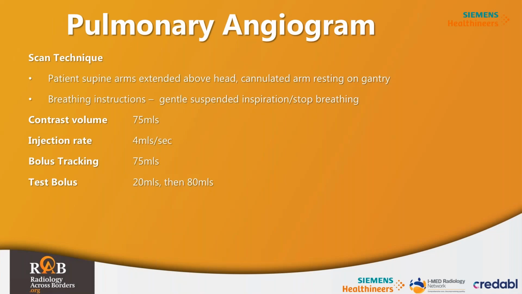So looking at the CTPA, so this is primarily done for a pulmonary embolus. It can be done for a raised D-dimer or sudden onset unexplained shortness of breath. So we're going to scan again above lung apices to below the costophrenic angles.